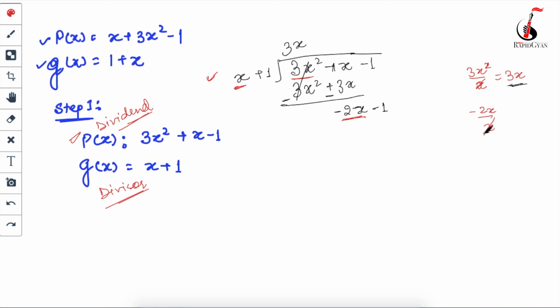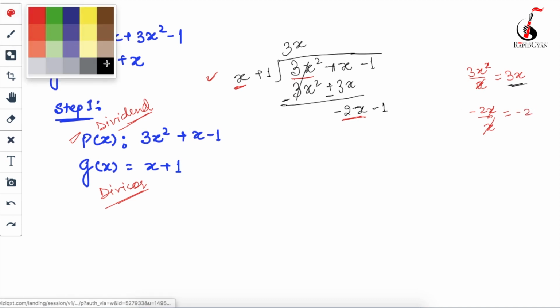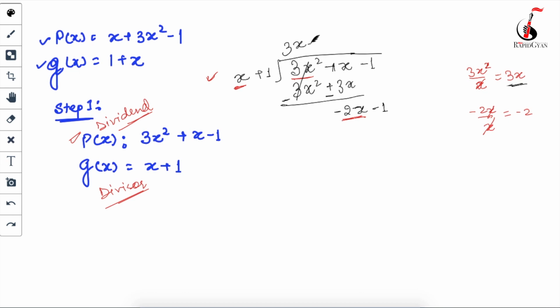So when you divide minus 2x with x, what will you get? You will get minus 2. So now minus 2 will become the next term of your quotient. So here it will come minus 2. Now you will have to multiply this minus 2 with your divisor. So minus 2 multiplied by x will give me minus 2x. Then again minus 2 multiplied by 1 will give me minus 2.